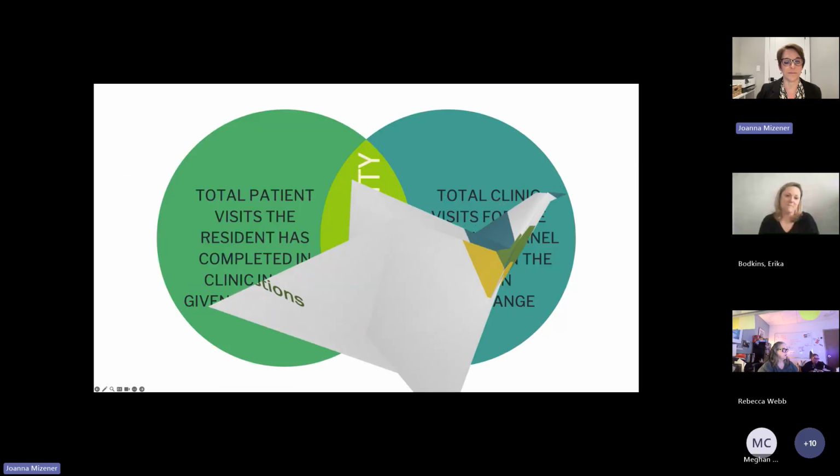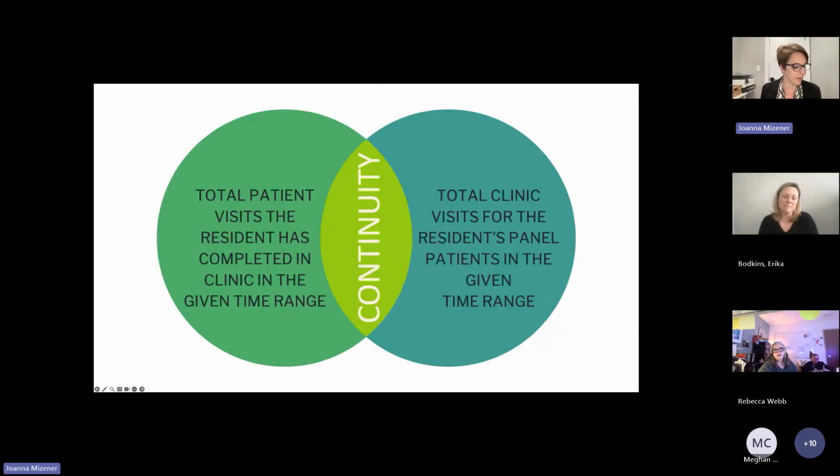To get started, we want to talk about continuity. When I started, I didn't entirely understand the nuance between patient-sided continuity and resident-sided continuity. And these are two of the most important metrics that we are going to track on our dashboards and for ADS. Continuity is represented by the green overlap between the total patient visits that your resident has completed and the total clinic visits for the resident's panel patients in the given time range.